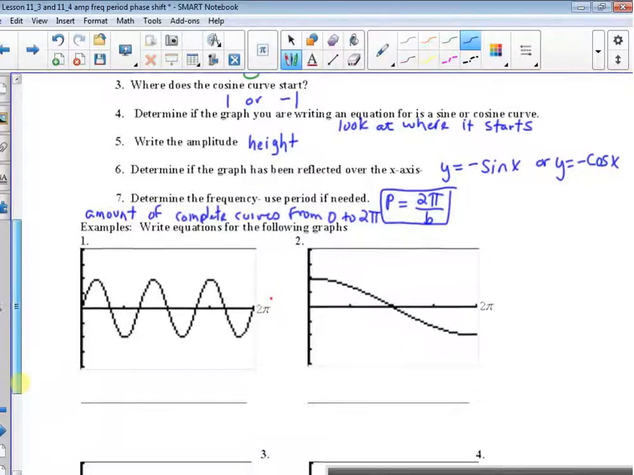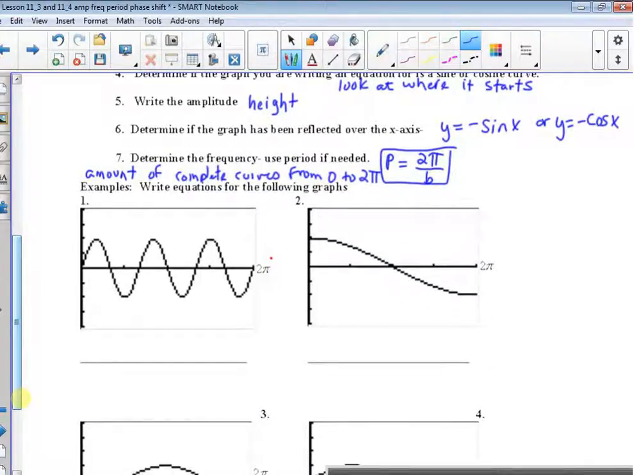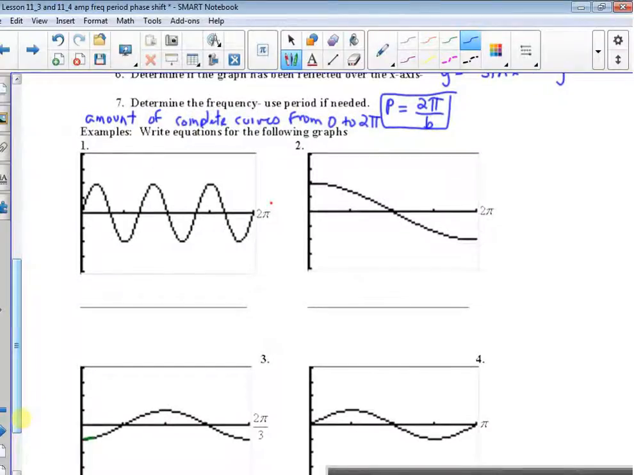All right, so here we go. Write equations for the following graphs. So it looks like it starts at 0, so that would tell me it's a sine curve. So we always have to do y equals. So I'm going to put the sine there, and then I can see that this height here is 2 and this minimum is negative 2. So that tells me the amplitude is 2. And then I'm looking at getting 1, 2, 3 complete sine curves. So that's my frequency from 0 to 2 pi x.